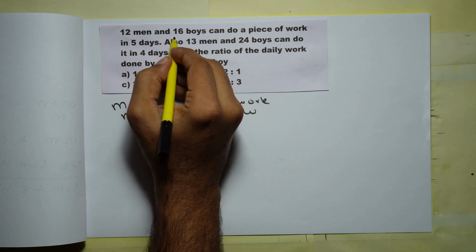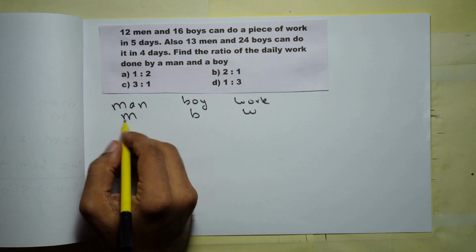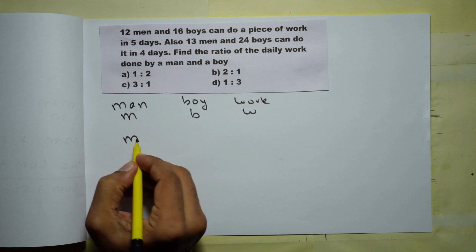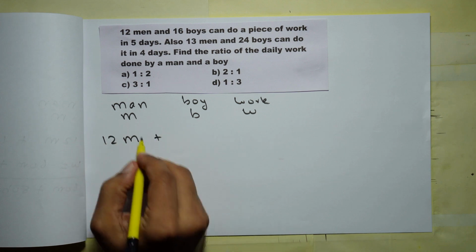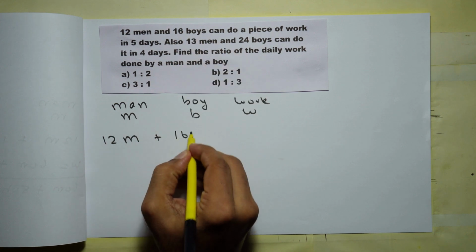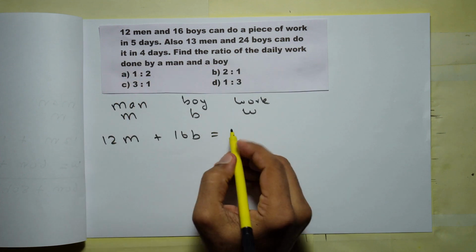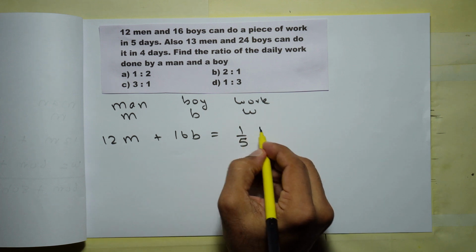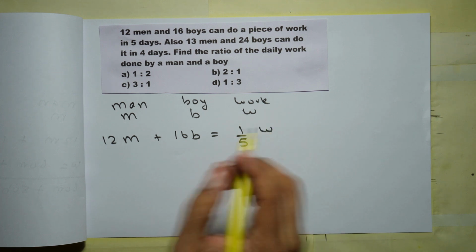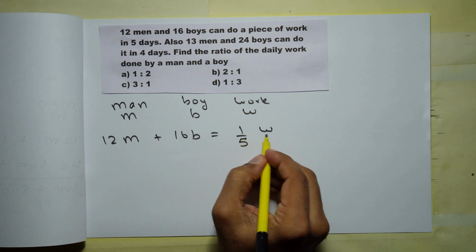Now 12 men and 16 boys can do a piece of work in 5 days. So one man in 1 day does m amount of work, so 12 men in 1 day will do 12m amount of work. And 16 boys, they can do a piece of work in 5 days. So every day they will do 1/5 of the whole work, and the whole work we are taking as W. So 12 men and 16 boys will do 1/5 of the whole work per day.